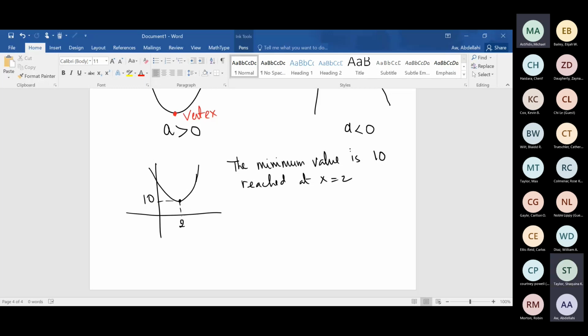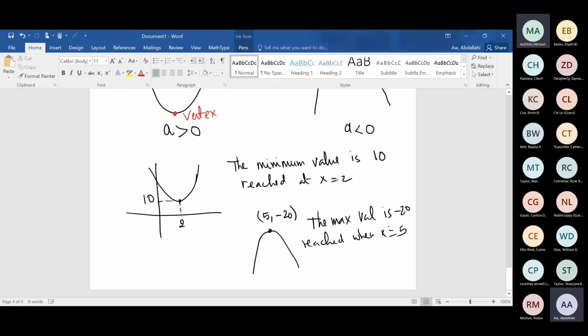So if I have this vertex now, and my vertex reads (5, -20), what does it tell me? Can you write the same sentence? The maximum value is negative 20 when x equals 5. Thank you. The maximum value is negative 20, reached when x equals 5, right?